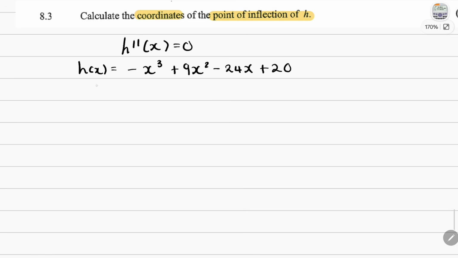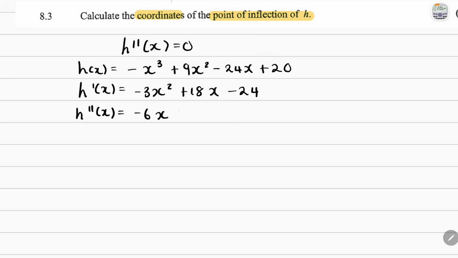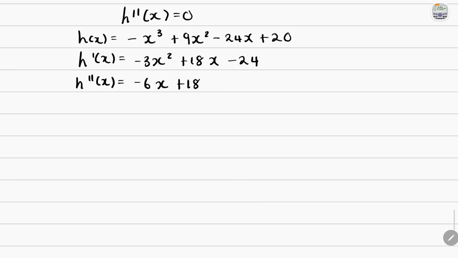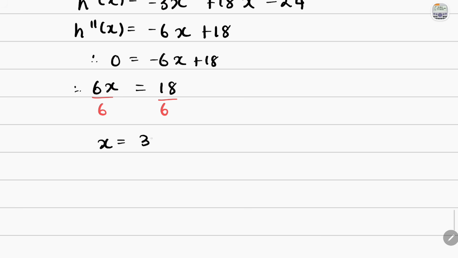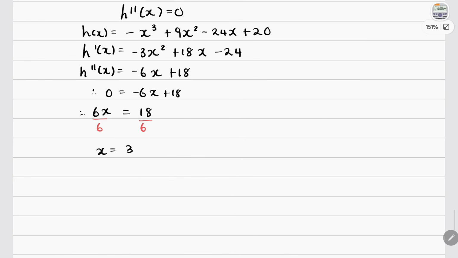So this is what we have. h prime of x is equal to negative 3x squared, positive 18x, and negative 24. The rules we've been using all through here. And then h double prime of x is equal to negative 6x plus 18, and the x falls away. You're just making this equal to 0. 0 equals negative 6x plus 18. Take the negative 6x over, it becomes positive 6x is equal to 18. Divide both sides of the equation by 6. And finally, x is simply equal to 3. So this is the x value of your point of inflection.